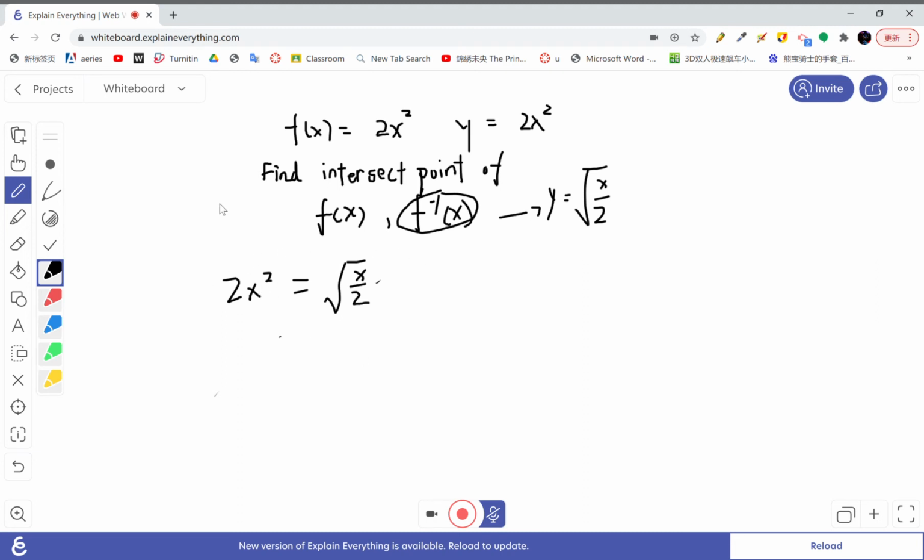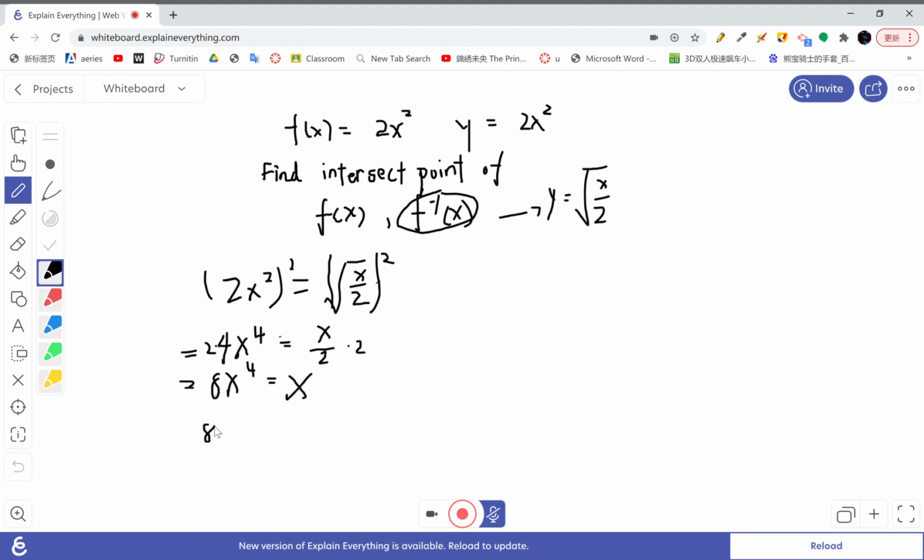Since 2x squared is equal to the square root of x over 2, we can square both sides. This will give 4x to the fourth power is equal to x over 2. But we don't want a fraction over here, so we multiply both sides by 2, and you get 8 times x to the fourth power is equal to x.